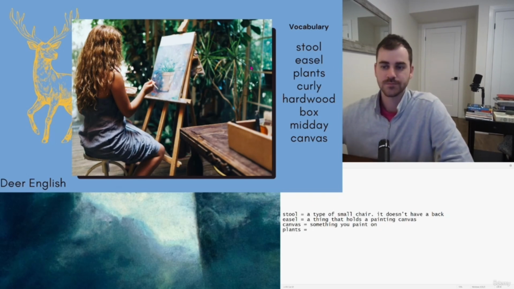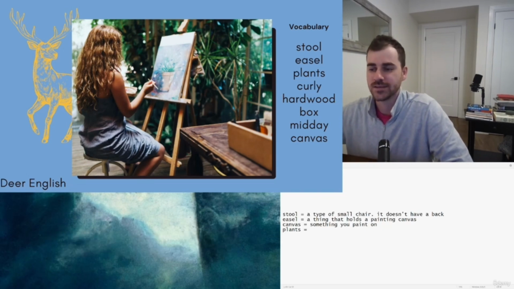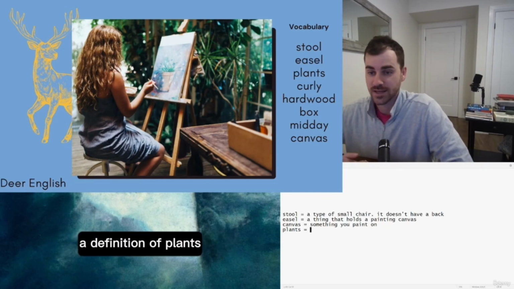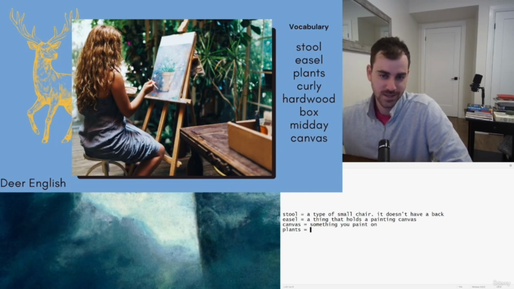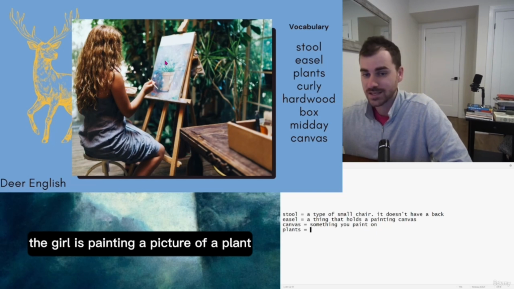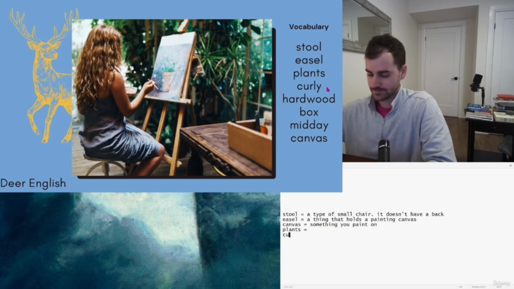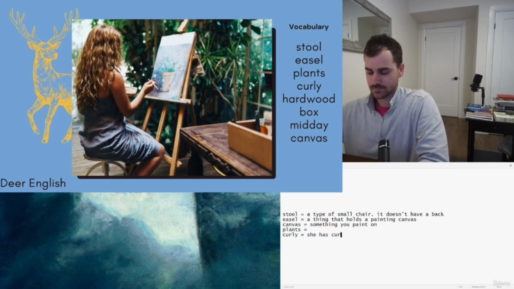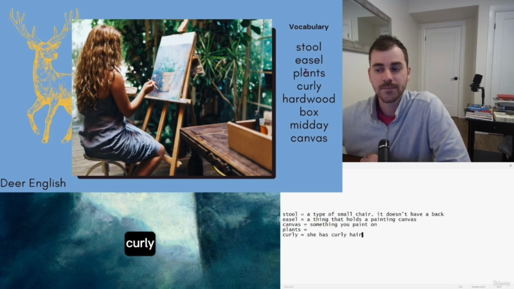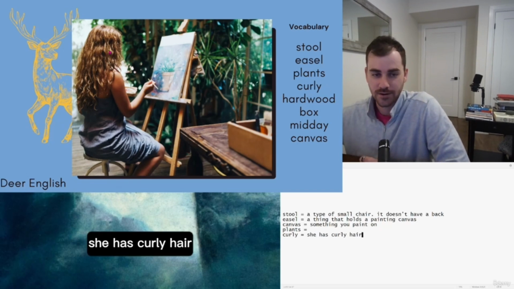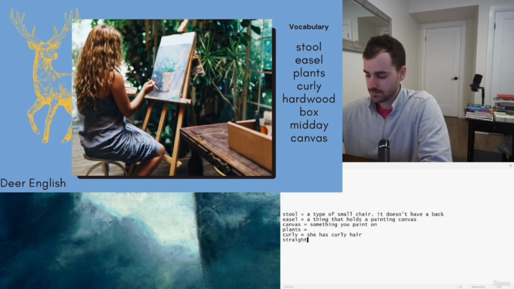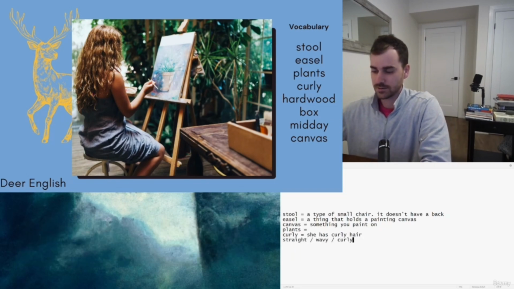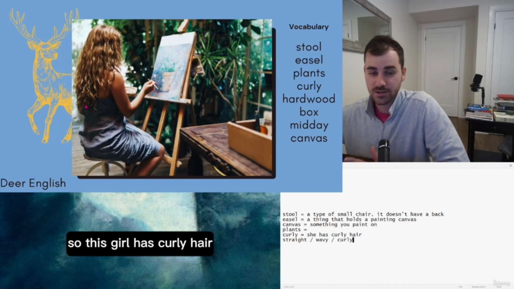Plants. I don't think I can really provide a definition of plants, but you can see all of the plants in the background. And in fact, the girl is painting a picture of a plant. Curly. She has curly hair. So there's different kinds of hair. There's straight, wavy, and curly. So this girl has curly hair.